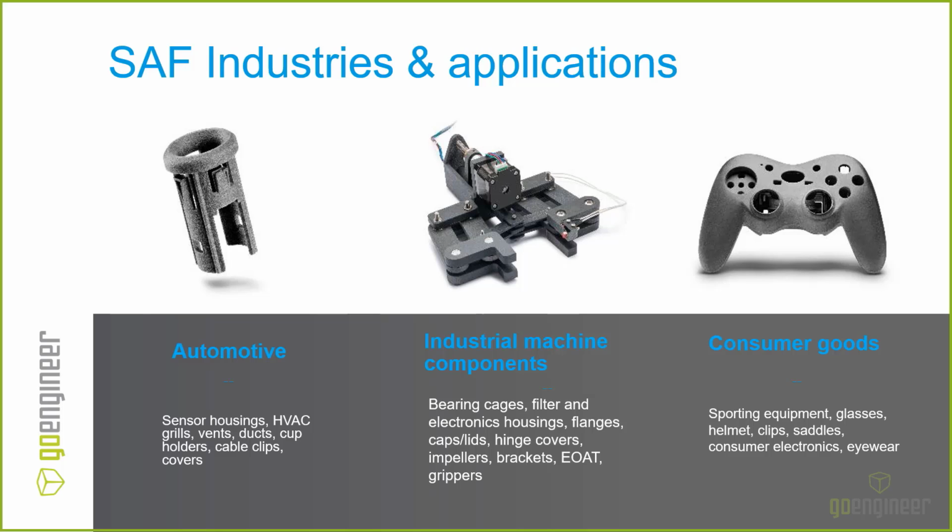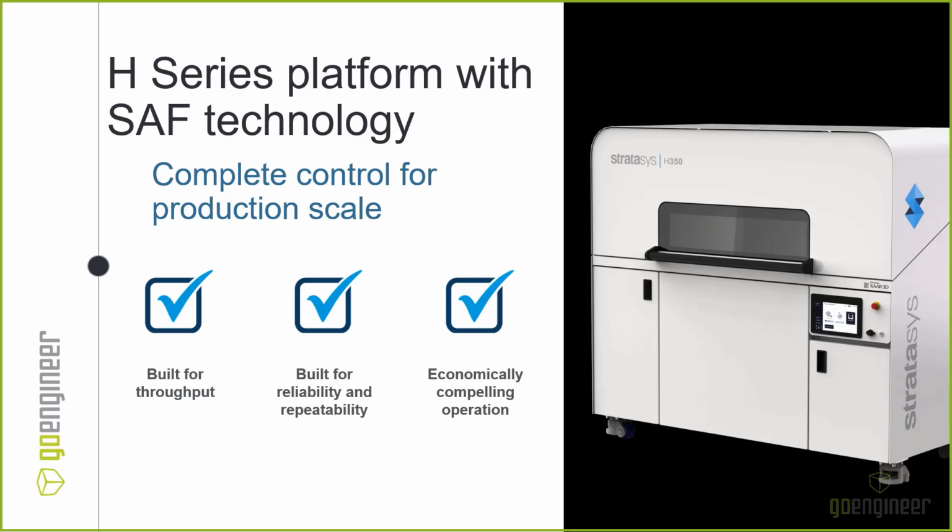So SAF is a very agile technology, and the H350 is able to produce parts at high volume in a great variety of parts. So the key takeaways from this one are this system is built for throughput, it's built for reliability and repeatability, and the focus is on an economically compelling operation, so you can produce lots of parts at high volume, very inexpensively.